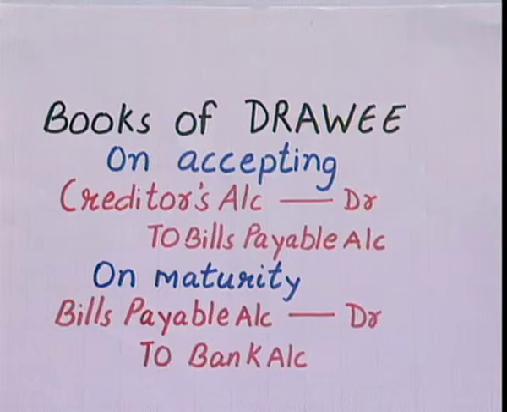Now, let us see the accounting treatment of bills of exchange to be done in the books of drawee. As explained earlier, when bill is accepted by the drawee, it becomes bills payable for him. So, the entry which is passed when bill is accepted by him is creditor's account debit to bills payable account. On maturity, when he will be paying the amount of bill, the entry passed will be bills payable account debit to bank.